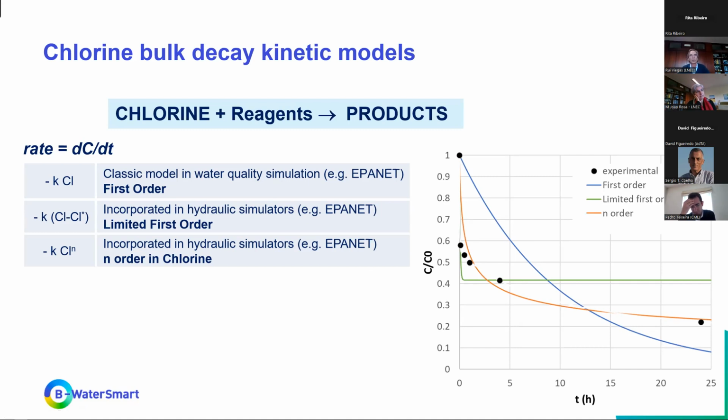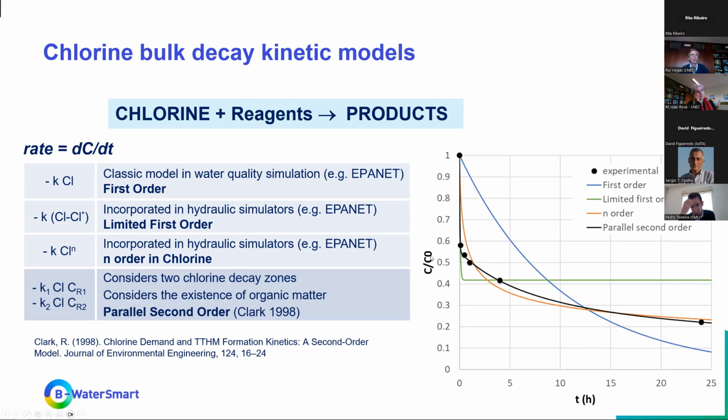accuracy to the data. Regarding drinking water, there is a model that was developed in the late 90s, last century, by Clark, which is a parallel second order model that has some mechanistic basis behind it, captures this two phase decay, and is very popular for modeling chlorine decay in drinking water.